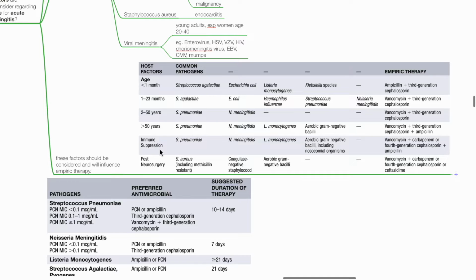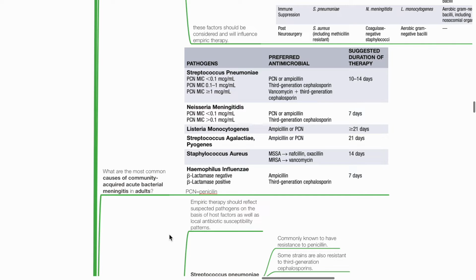Post-neurosurgery, common pathogens, Staph aureus including MRSA, coagulase-negative staphylococci, and aerobic gram-negative bacilli. Empiric therapy should include vancomycin, carbapenem or 4th-generation cephalosporin or ceftazidime. What are the most common causes of community-acquired acute bacterial meningitis in adults? This includes Streptococcus pneumoniae, Neisseria meningitidis, Listeria monocytogenes, Streptococcus agalactiae or pyogenes, Staphylococcus aureus, Haemophilus influenzae.